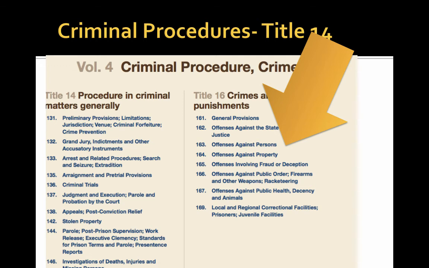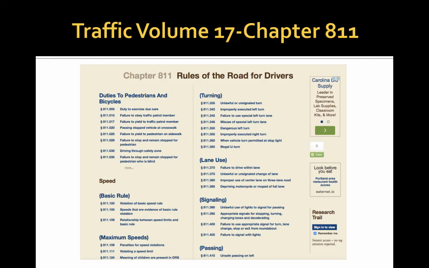All right, I talked a little bit about Title 16, about offenses against the state, offenses against persons, property. So if you want to learn more about criminal procedures, the Oregon Revised Statutes, again, has all that information. Also, if you ever want to learn about all the different traffic laws and traffic violations that are out there, Chapter 811, which is Rules of the Road for Drivers, goes into basic speed or speeding, turning, maximum speed, lane use, signaling, and so on and so forth.